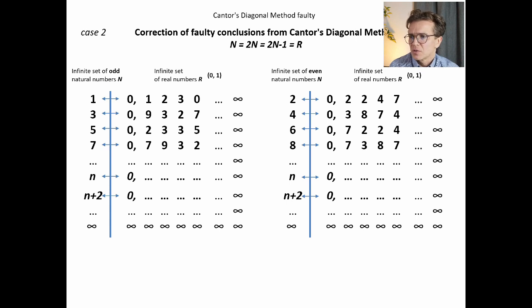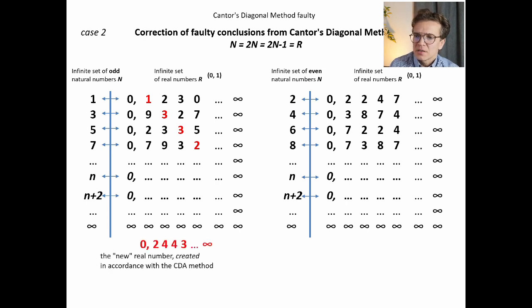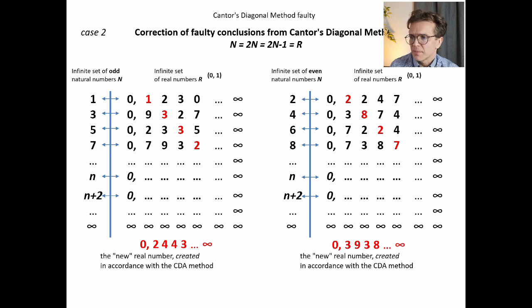Now, as it always takes place in Cantor's diagonal argument method, we pretend to create a so-called new real number. First, we create the new real number from the matrix of odd natural numbers and corresponding to them real numbers. And now we do exactly the same with the second matrix of even natural numbers and corresponding to them real numbers. Finally, we have two so-called new real numbers.